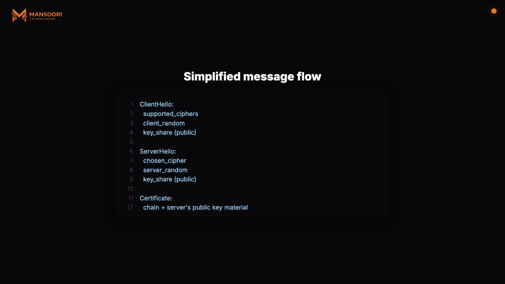If you zoom out, the transcript looks like this skeleton, not every byte, but the idea. Hellos establish parameters and key shares. The certificate carries the server's public identity key for verification.